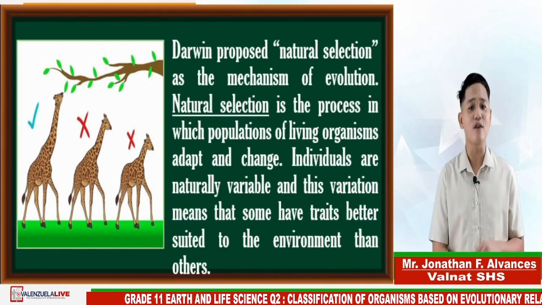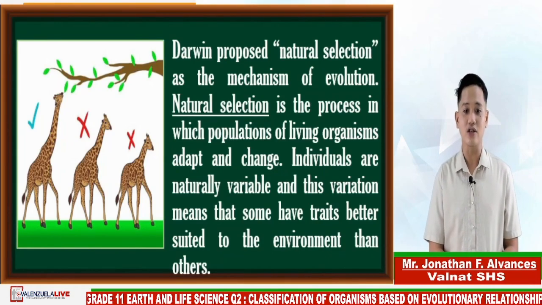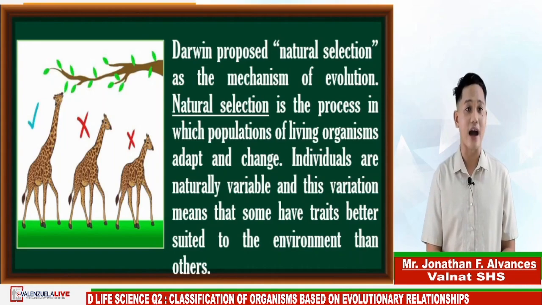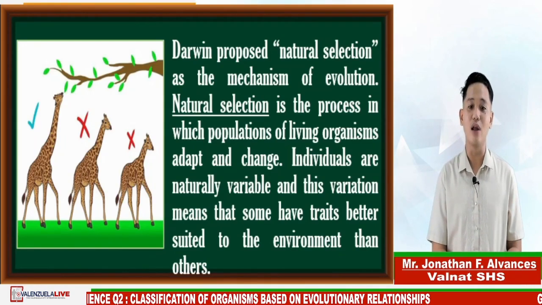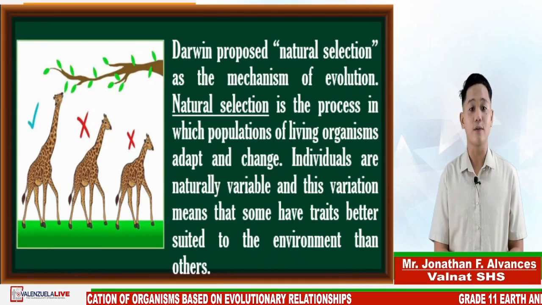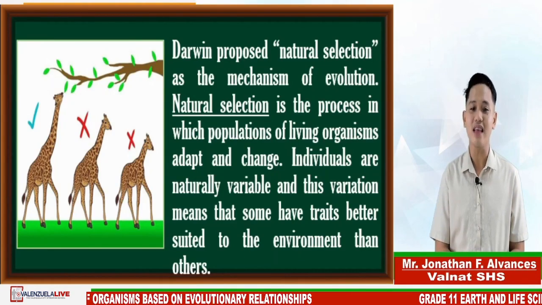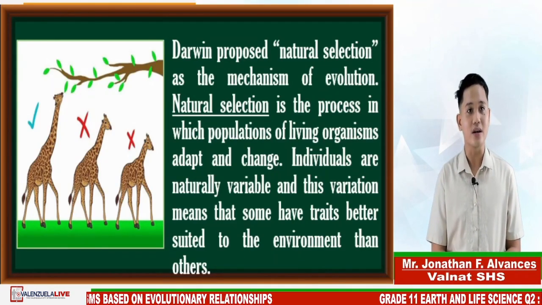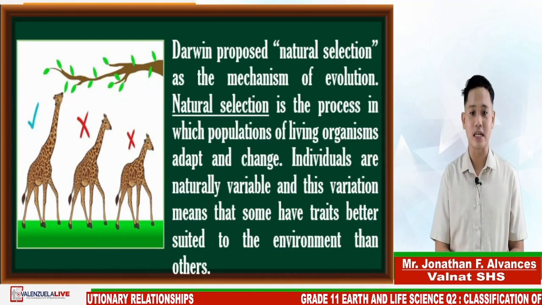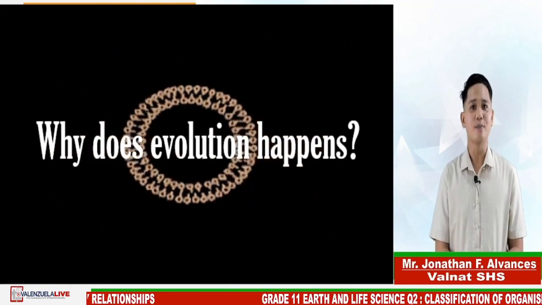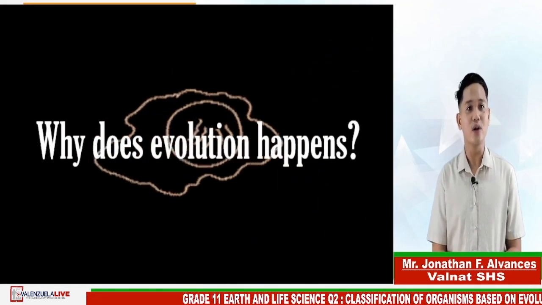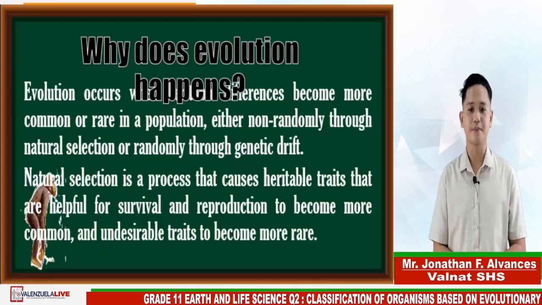In the case of the long-necked and short-necked giraffes, the long-necked giraffes are better suited to the environment since they have long necks, which makes them able to reach leaves from trees. And the short-necked giraffes disappear because they cannot adapt to the environmental circumstances. Now, to answer the question, why does evolution happen?